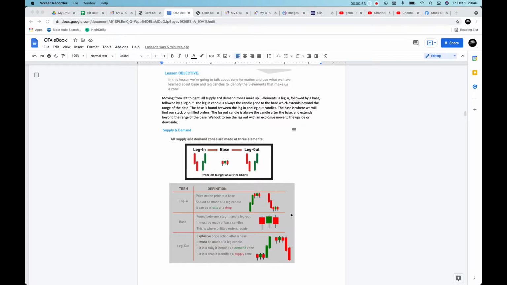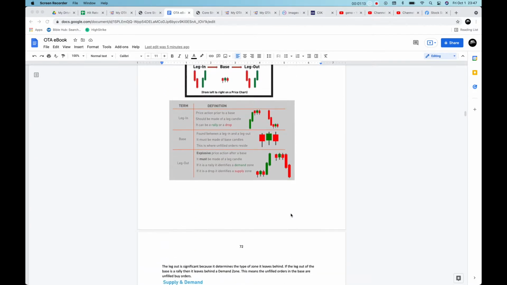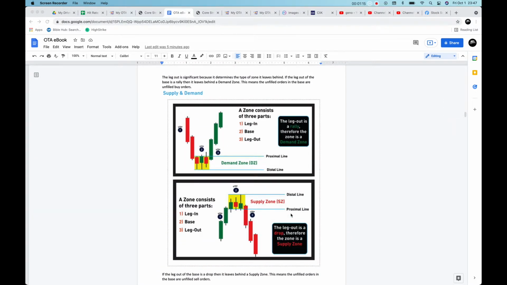The leg out candle is always the candle after the base and extends beyond the range of the base. We look to see that the leg out has an explosive move to the upside or downside equal to or greater than 2 to 1. All right. The leg out is significant because it determines the type of zone that it leaves behind.